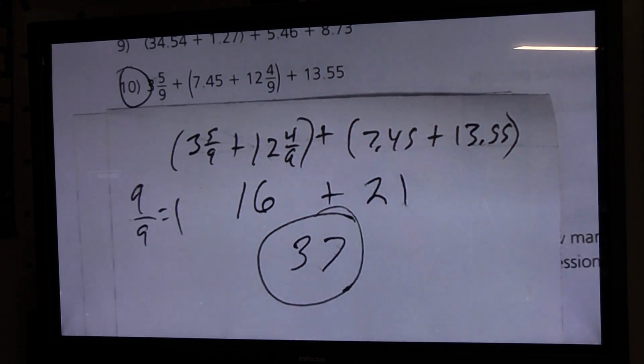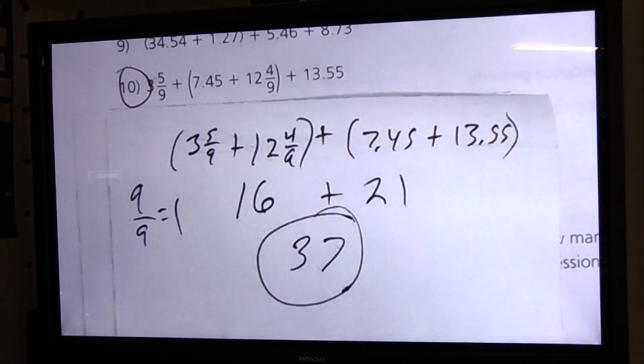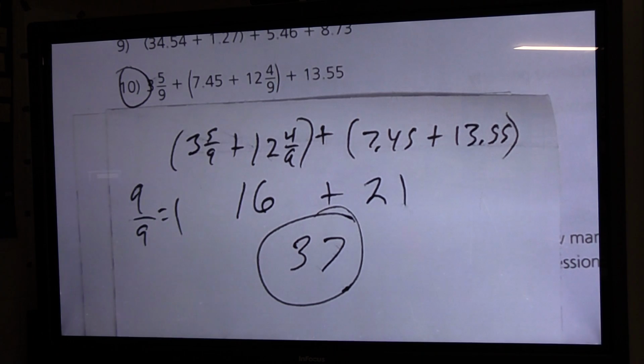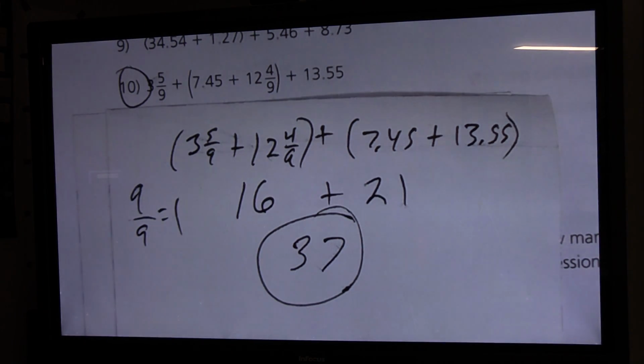How many of you, dear students, got 37 for your answer? How many of you also agree that you use the associative property of addition? Okay, I'm seeing hands all over. How many of you see the benefit of using the associative property of addition, especially when you're adding mixed numbers and fractions together? That's great.